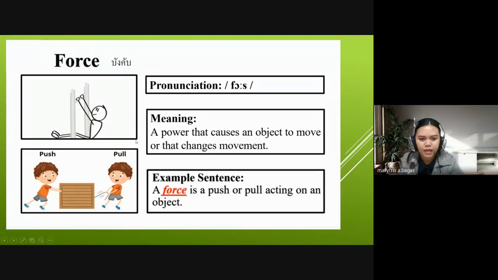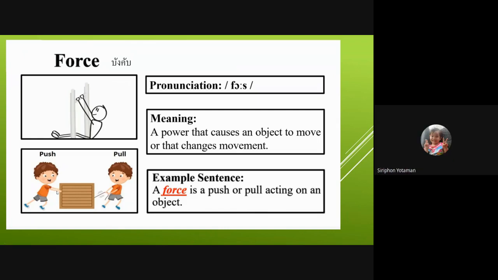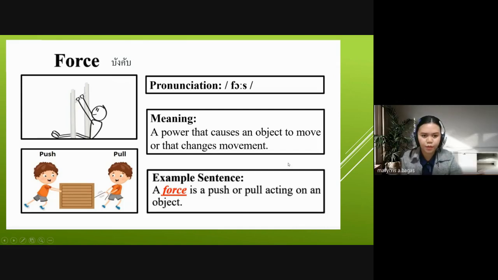Example sentence: a force is a push or pull acting on an object. Okay, push or pull acting on an object. Force. Look at this one: push, pull. Push and pull, we do that when we open the door, right? Sometimes we push the door or we pull the door.